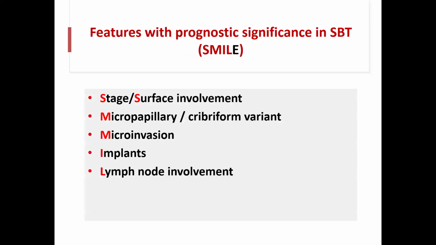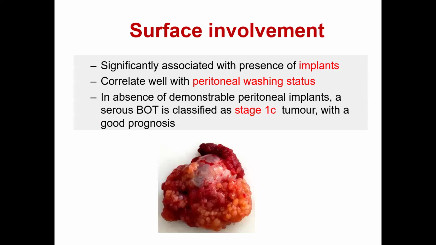So what are the features thought to be of prognostic significance in serous borderline tumor? They are grouped in SMILE: stage, surface involvement, micropapillary cribriform variant, microinvasion, implant, and lymph node involvement. So first, the surface involvement. Surface involvement of serous borderline tumor, like in this picture, is significantly associated with the presence of implant.